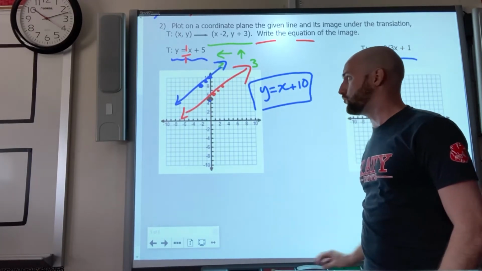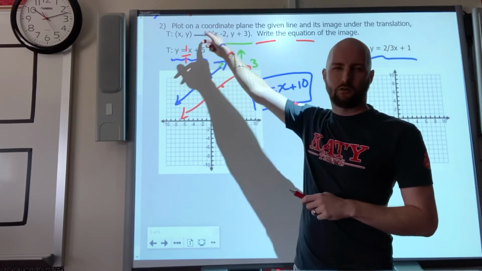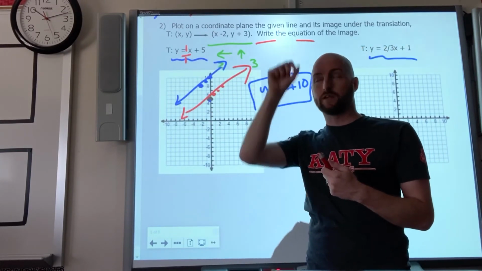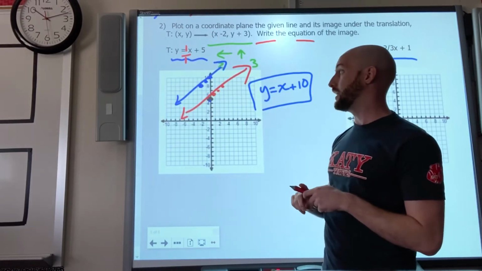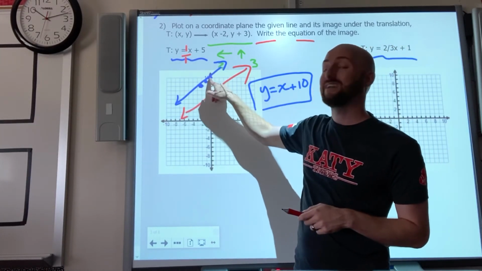What I want you to see is what if, number 1, this point ends up way off the graph where it's uncomfortable to keep counting it up, or even more importantly, if it's something with a fractional slope and this point doesn't even land nicely.